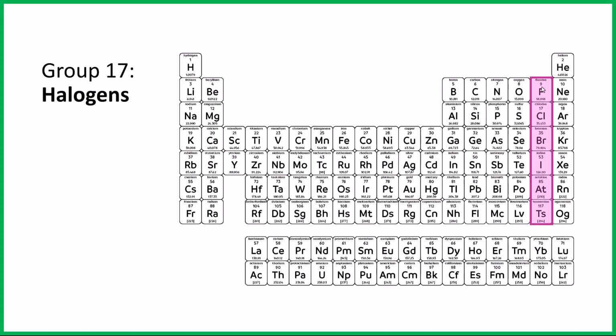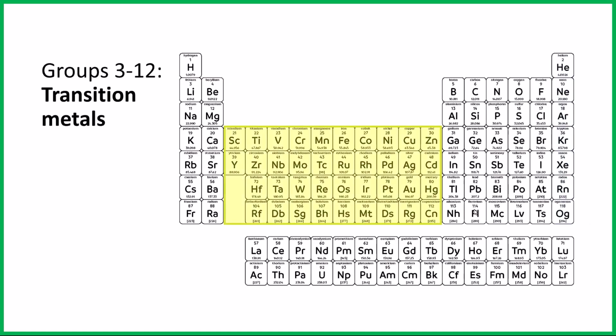Group 17 is known as the halogens, which are highly reactive, and we'll learn why in a little bit. And then group 18 at the end here is the noble gases, and those are very unreactive. They do not like to form compounds. In the middle, groups 3 through 12 are called the transition metals.